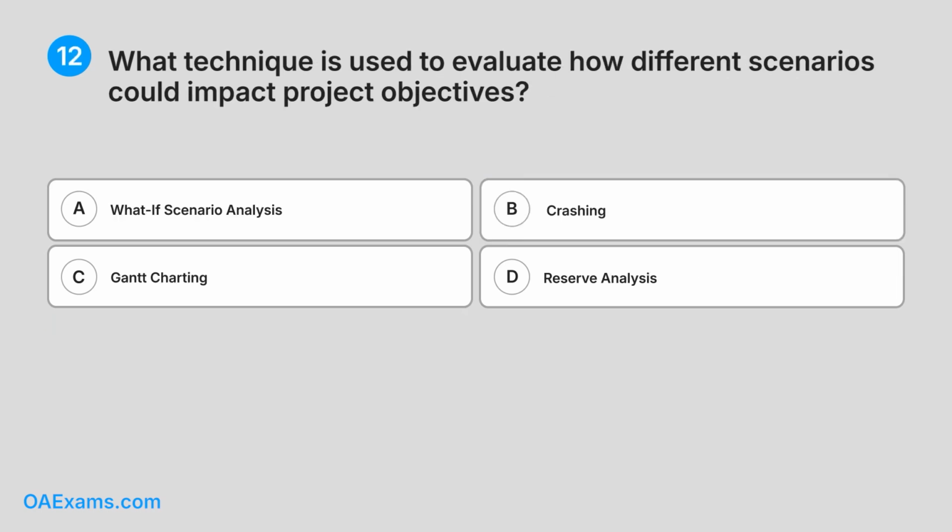12. What technique is used to evaluate how different scenarios could impact project objectives? A. What-if scenario analysis. B. Crashing. C. Gantt charting. D. Reserve analysis. Can you guess the answer?